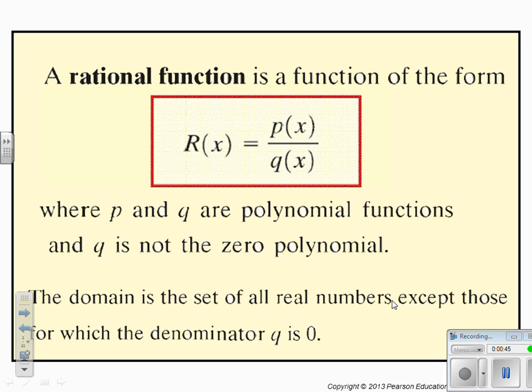So a rational function, please just write this down. A rational function will have a polynomial in its numerator and a polynomial in its denominator. Obviously, Q is not a zero polynomial because we do not deal with zeros in the denominator yet. The domain is the set of all real numbers except those that make your denominator equal to 0. Denominator can't equal 0, so our domain is all real numbers except whatever makes our polynomial on the bottom 0.